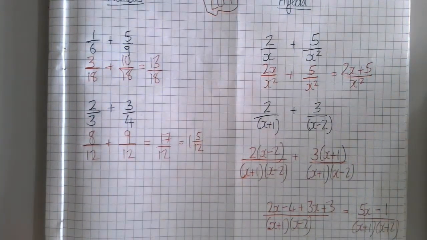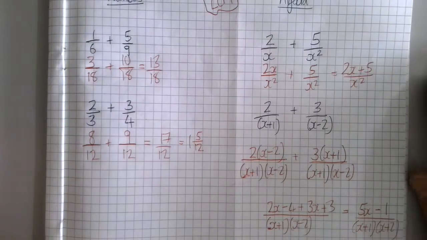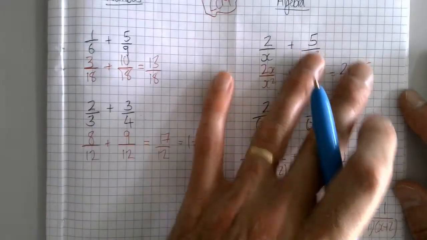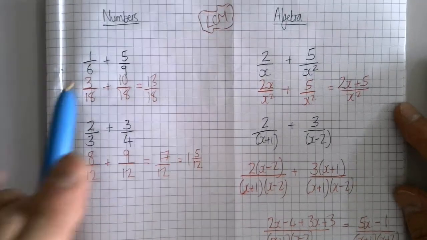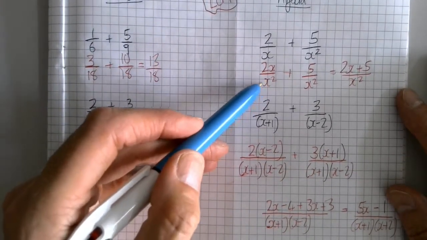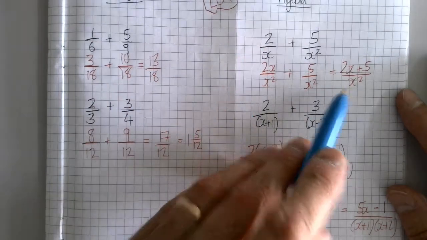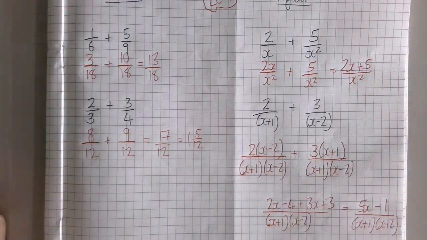Now I know that algebraic fractions look a bit more scary, but actually all we're doing here is the same as we're doing here. We're finding the lowest common multiple, and whatever we've done to the denominator we do to the numerator, and then we're able to write it as a single fraction. I wonder if we could speed this process up a little bit.